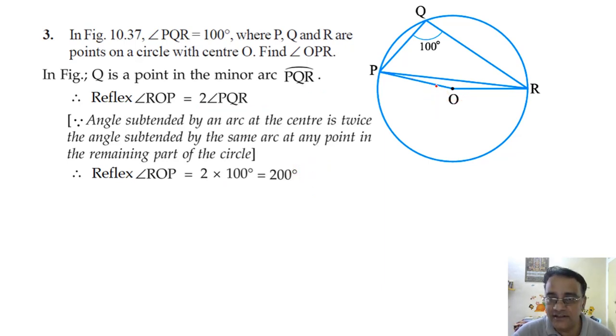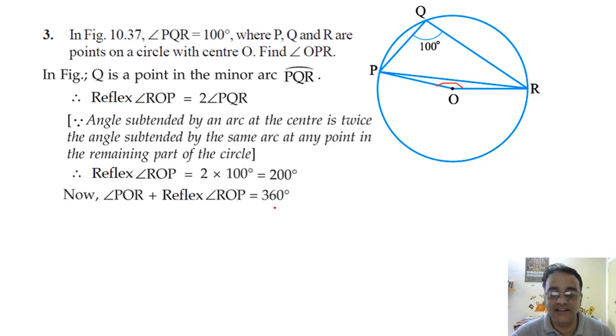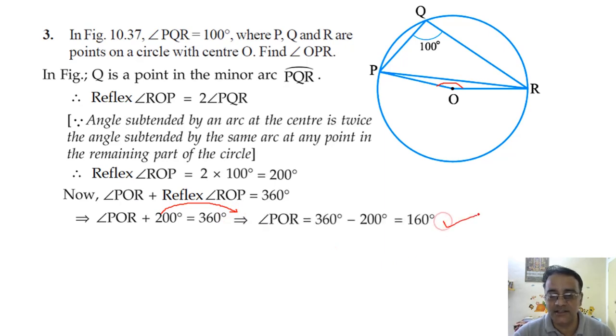Now how will you find this angle? 360 minus 200 degrees. Very good. The sum of these two angles is 360 degrees. Why? Because the sum of all the angles at a point is 360 degrees. Or we can write this is the complete angle. If we add these two angles, we get the complete angle. So shifting 200 degrees to this side, we get angle POR equal to 160 degrees. Any doubt up to this step?